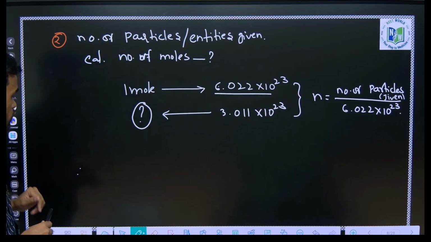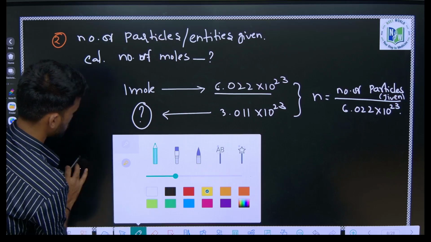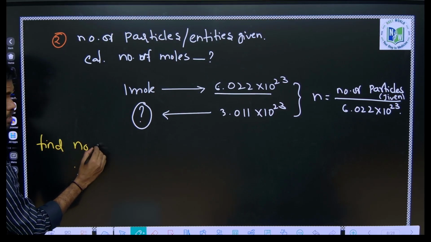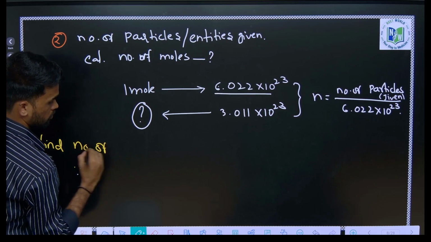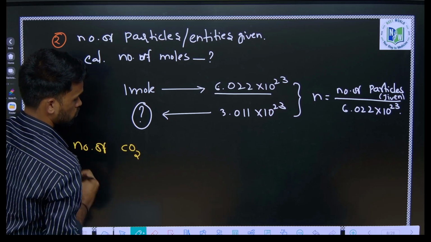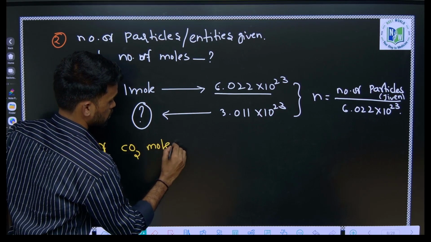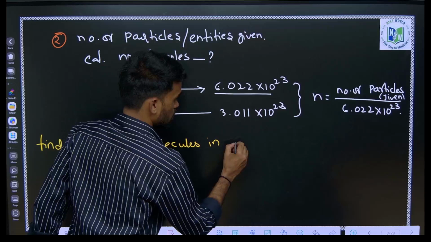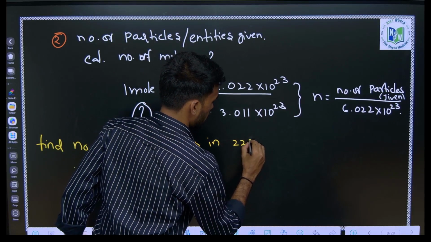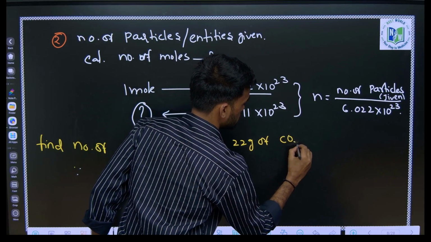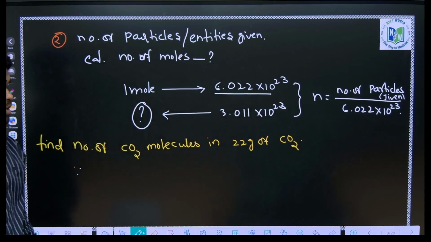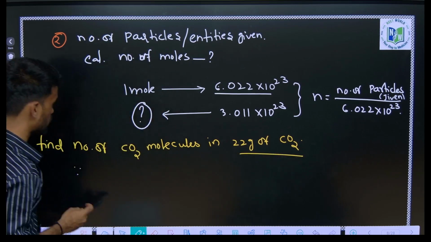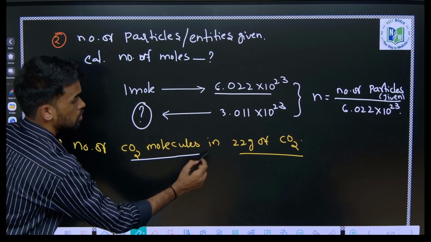Now I will be asking you one question. Find number of CO2 molecules in 22 grams of CO2. So I hope the question is very clear. I have given 22 grams of CO2, and I am asking you to find the number of CO2 molecules in these 22 grams.